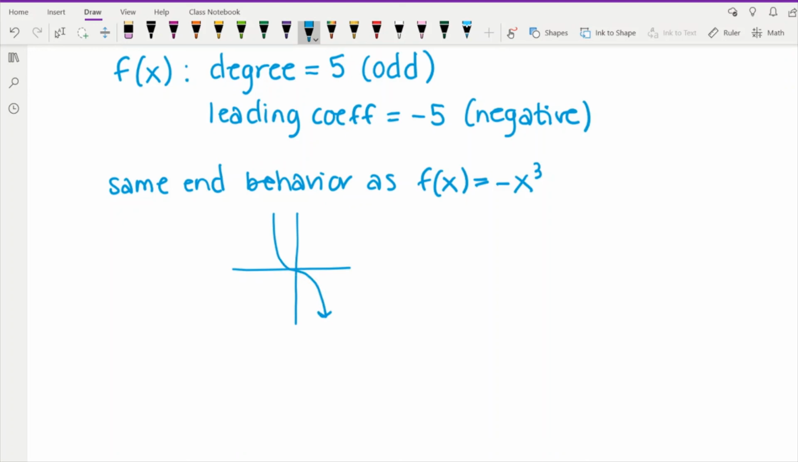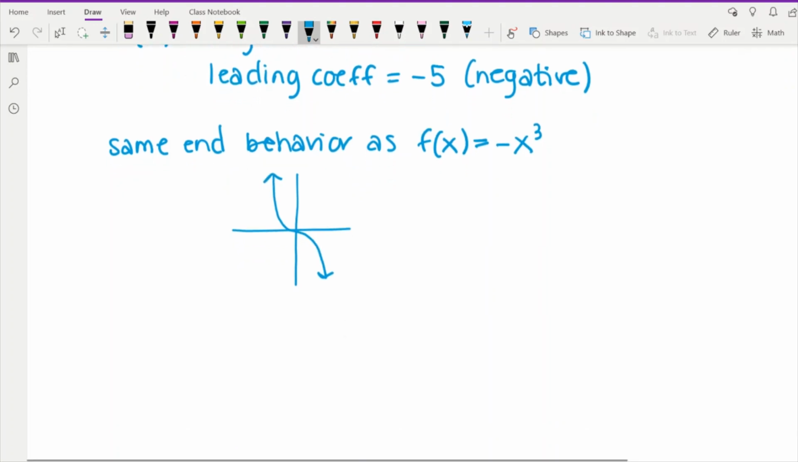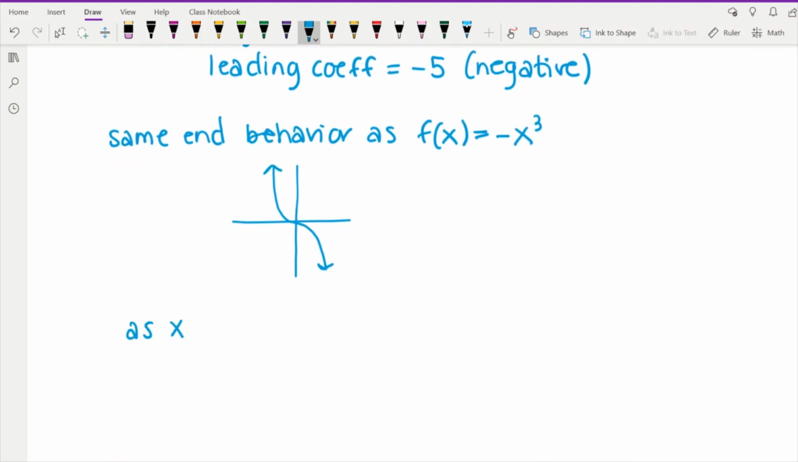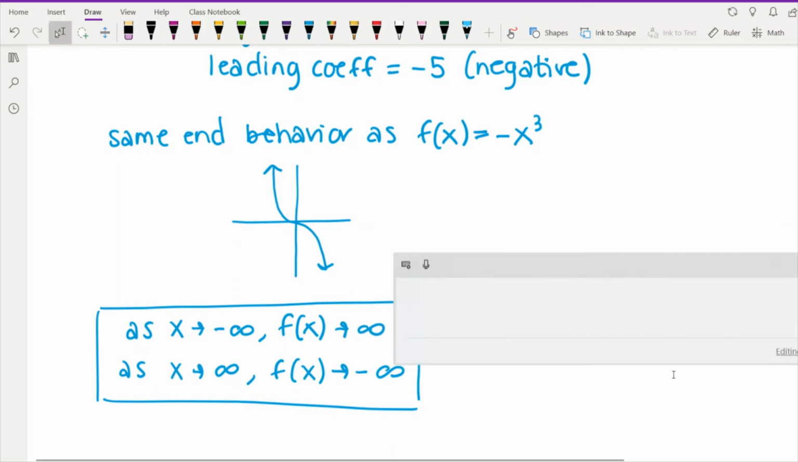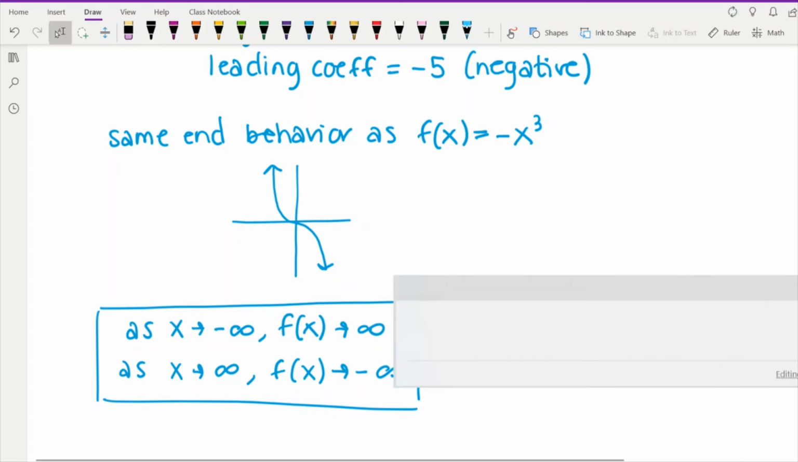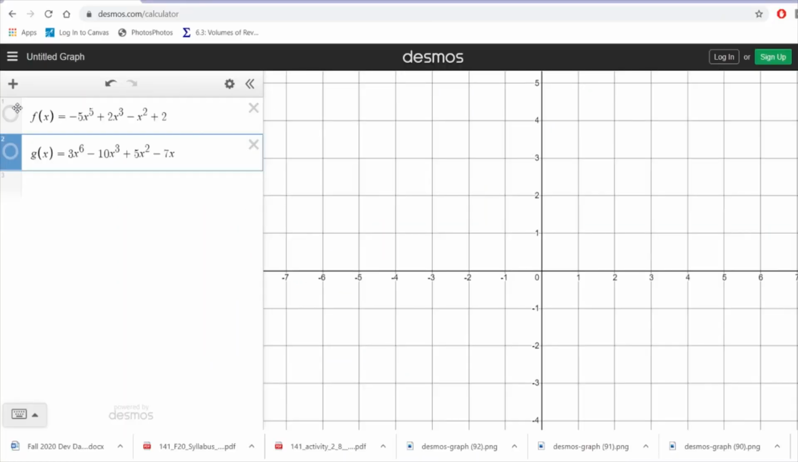It looks like this. And so that tells us that as x approaches negative infinity, f of x is going to approach positive infinity. And then as x approaches positive infinity, f of x is going to approach negative infinity. So that would be our answer. So let's take a quick peek at what this function actually looks like. So we'll see that it does not actually look exactly like what I sketched here, but we'll see that it does have that same end behavior.